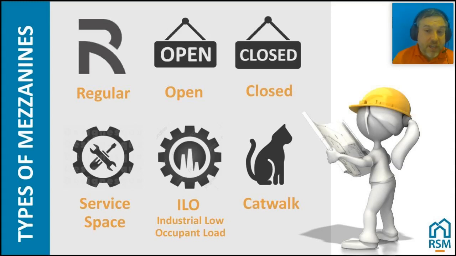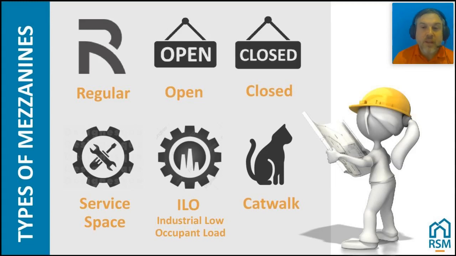We have service space mezzanines, generally a lot of building services. So we've got people going up there to maintain certain types of building services. And there's another mezzanine that I call the ILO mezzanine. It's a name I sort of created. But when we go through it, there's some specific criteria. Generally speaking, it's an industrial low occupant load mezzanine. And we're going to go through those particular items.